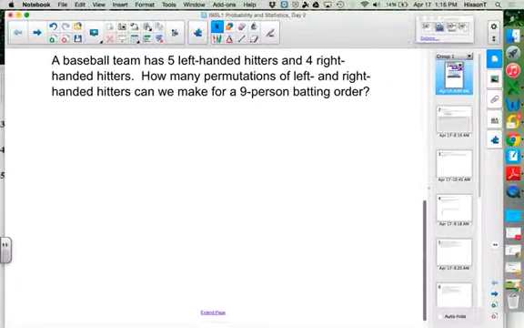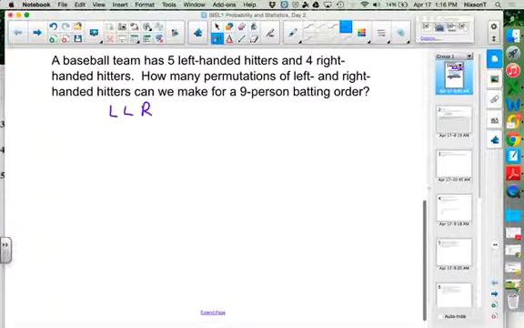Alright, so just to illustrate here, we could have a lefty, a righty, a lefty, a righty, a righty. How many do we have? 5 and 4? Okay. So here's another lefty, righty, lefty. Okay, so here are our 5 lefties. Wait, I have too many. 5 lefties. Oh wait, yeah, I have it. That's right. Okay, so that could be 1 batting order.